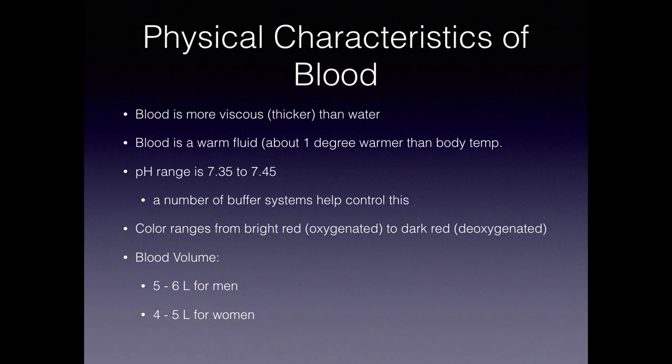The color of blood can range anywhere from being bright red when it's carrying a lot of oxygen, or when it's oxygenated, to dark red when it doesn't have a lot of oxygen within it, or it's what we call deoxygenated. And finally, we have the amount of blood that's typically seen within a given individual. For men, that volume is usually going to be 5 to 6 liters of blood. For women, anywhere from 4 to 5 liters. Usually the difference is all about body mass. Men usually have a little bit greater mass, a little bit more muscle mass as well. This leads to a little bit more blood on average for a man.